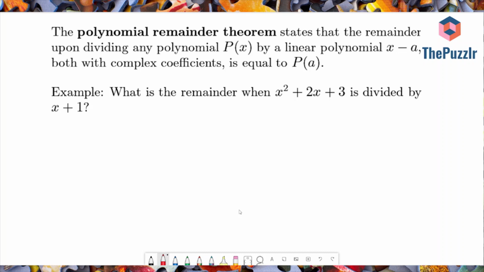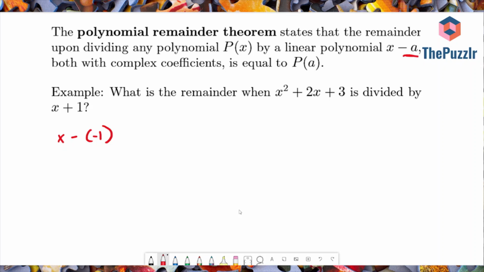You can easily solve this problem by using long division, but that's too long, right? That would be easy to do, but it would be very computational. So instead, we can write x plus 1 as x minus negative 1. It's important to realize it says minus a and not positive a.